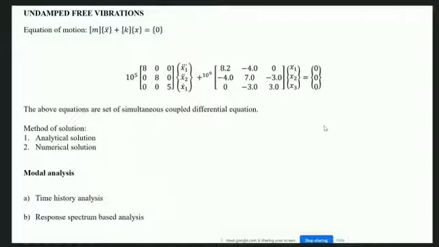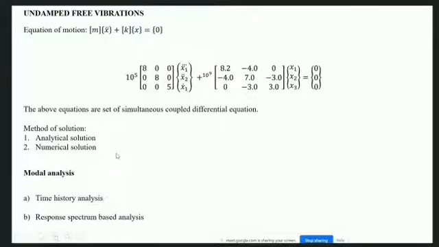So first, to understand the dynamic characteristics of the structure, we'll try to first study the free vibration equation. That means M matrix into acceleration vector plus stiffness matrix K into displacement vector is equal to a null vector. And if I numerically write down, then this will be the equation.